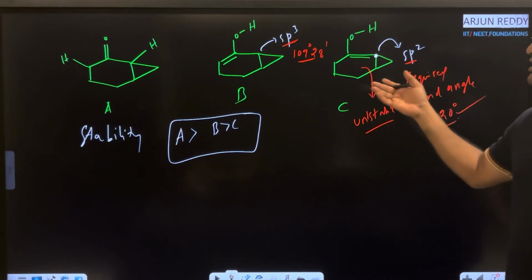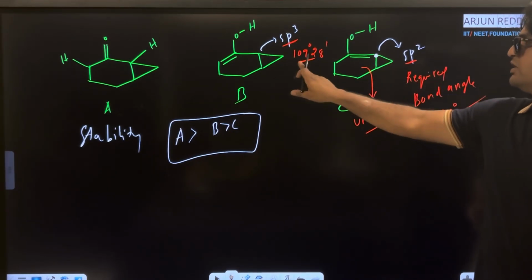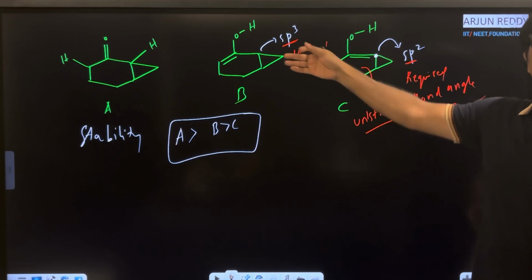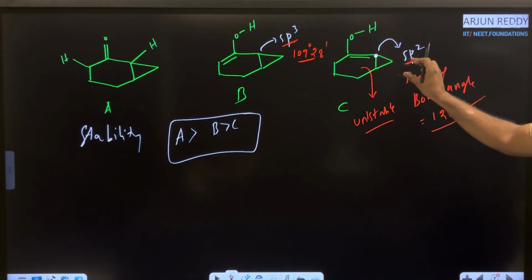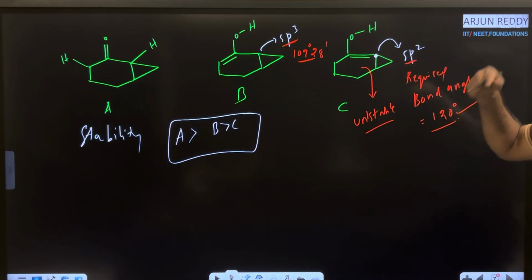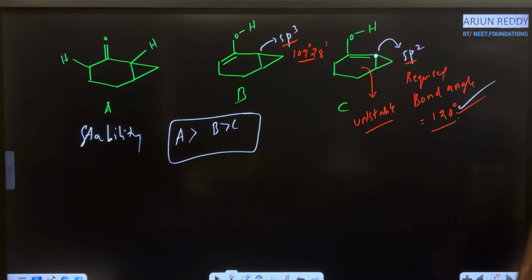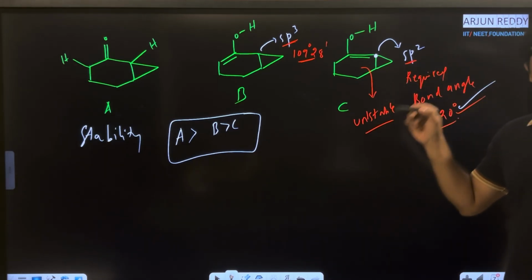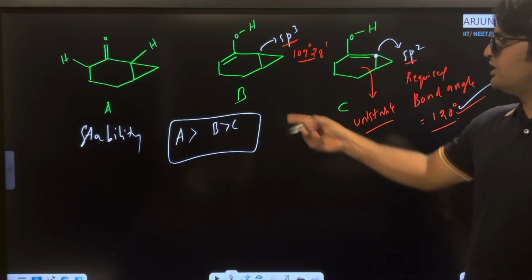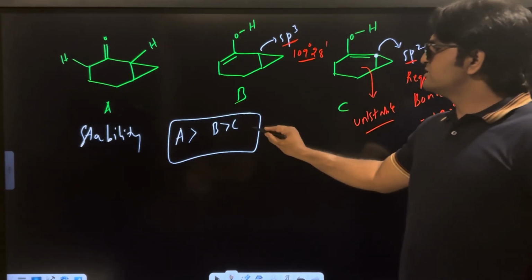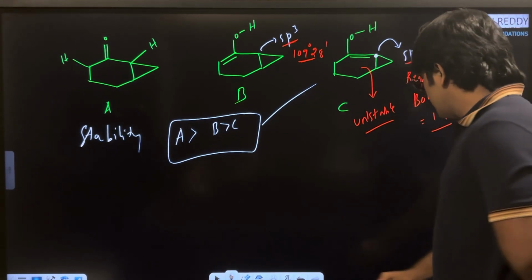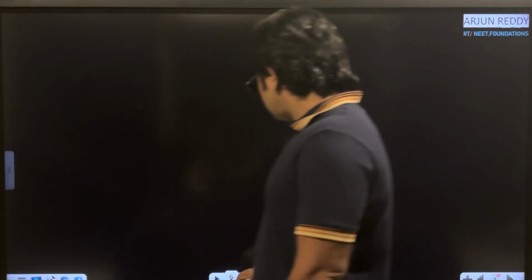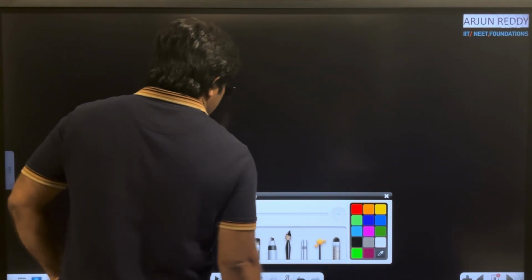So in the second one, sp3 hybridization, the required bond angle is 109 degrees 28 minutes, but around 60 degrees is present. But here, hybridization is sp2. Whenever sp3 is changed into sp2, the required bond angle increases, but this much bond angle is not present in that compound. That's why this molecule suffers from more bond angle strain compared to the second one. That's why the stability order is A greater than B greater than C. Okay, clear. Next one, some important examples are there.